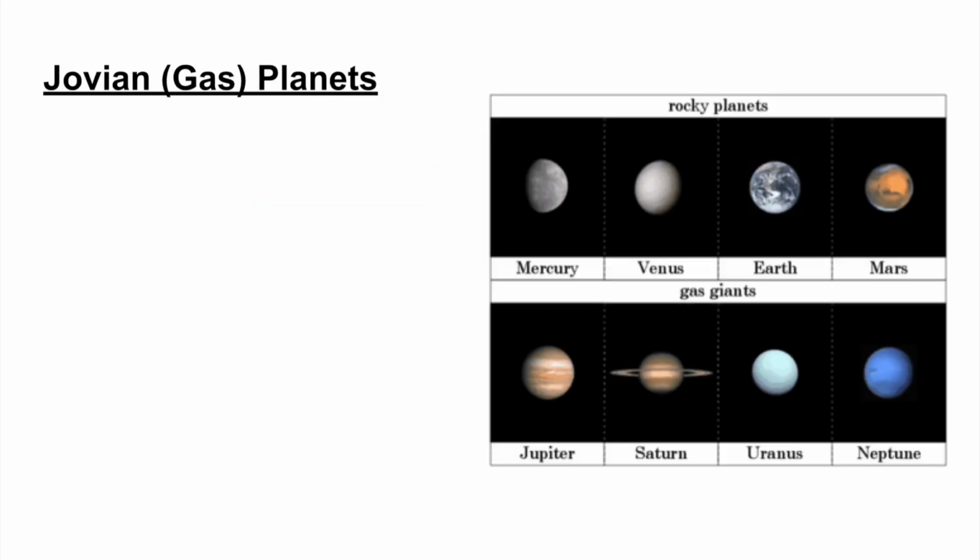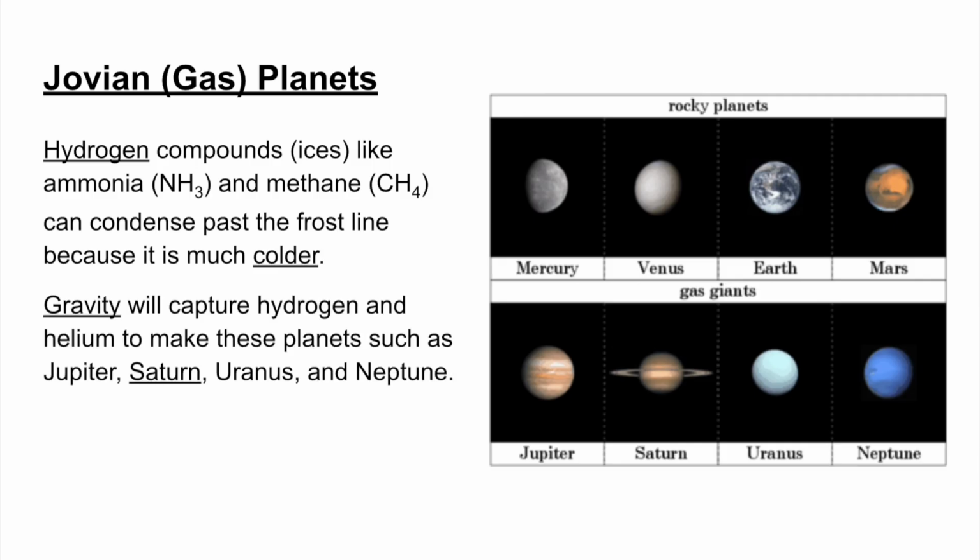Now moving outside of the frost line, we have our Jovian planets, or our gas planets, or in other words, sometimes people call these gas giants. We have 4 planets outside the frost line called Jovian planets. These are mostly composed of hydrogen compounds, so a lot of ammonia and a lot of methane. Those are hydrogen compounds, as you can see right there.